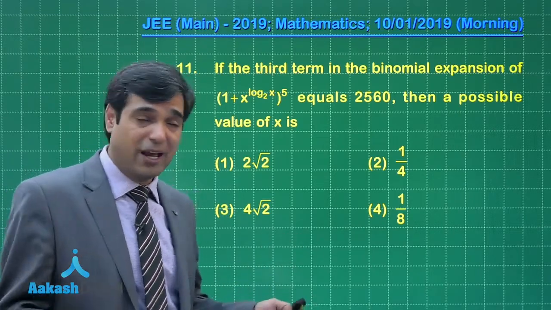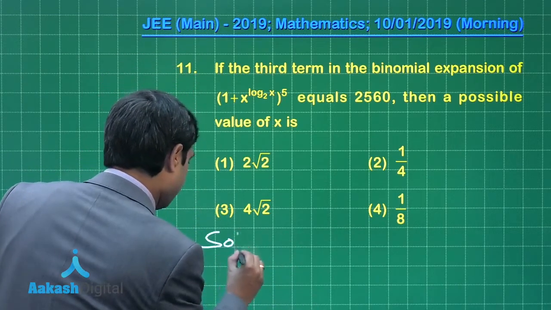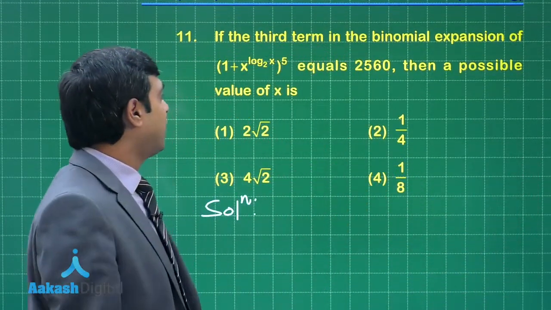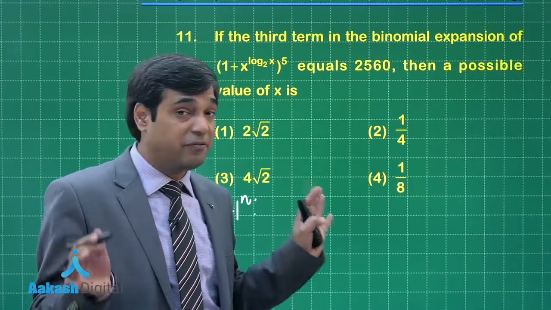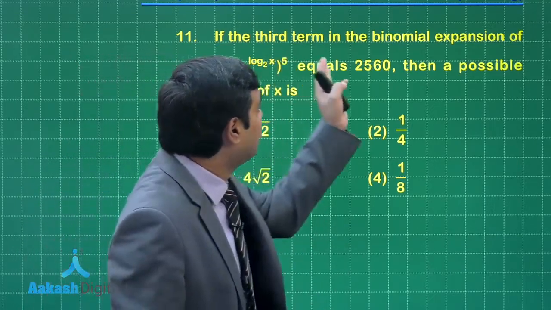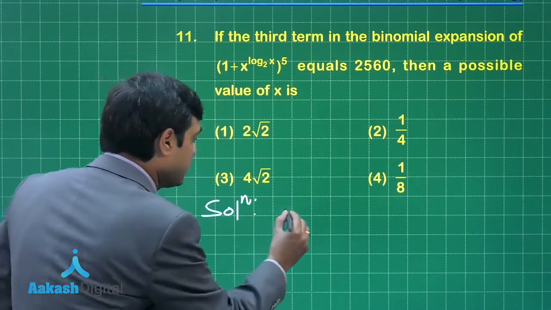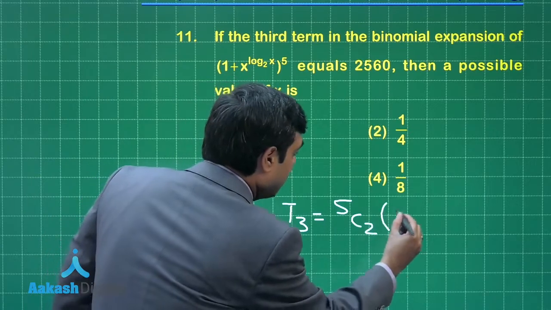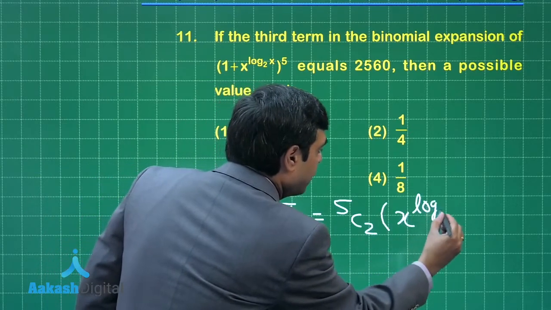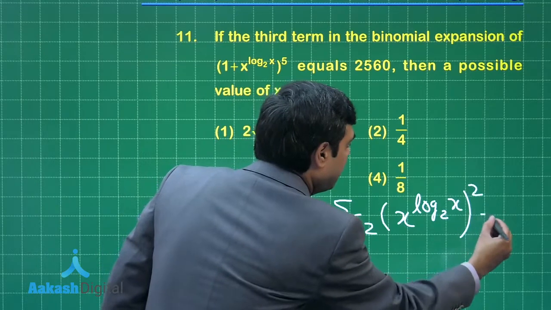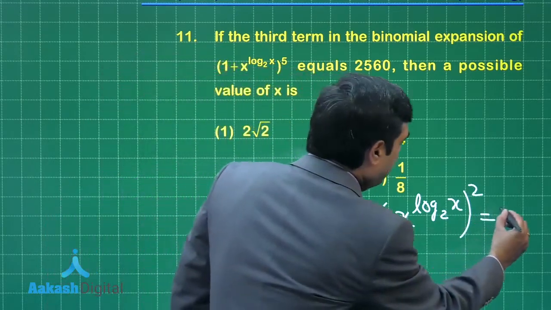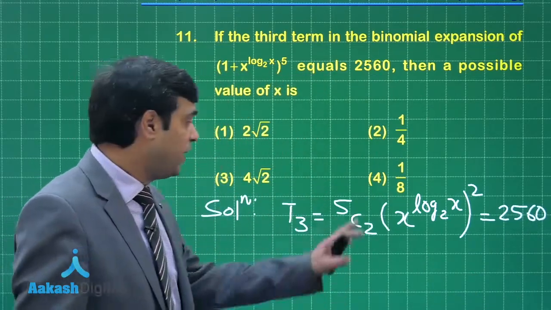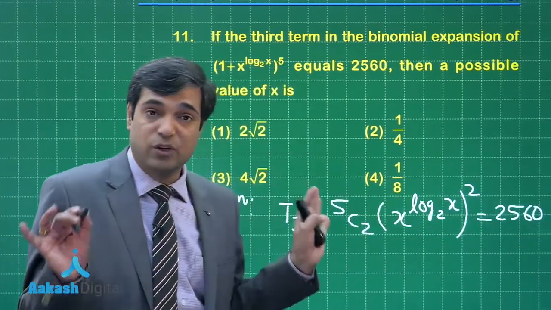Simple question from binomial. Let's begin with this one. Expression given to me is (1 + x^(log_2 x)) whole raised to the power 5. We have to talk about the third term in the binomial expansion. So let's write down T3 is equal to 5C2 (x^(log_2 x))^2 equal to 2560, right. 5C2 meaning 10. So we have 10 cancelling this 0. So we are left with 256.